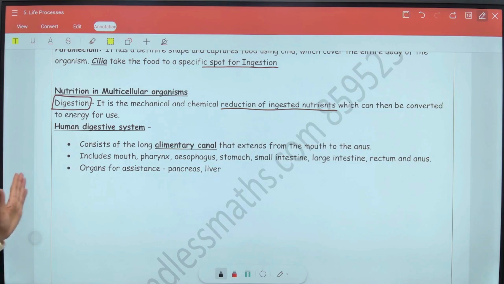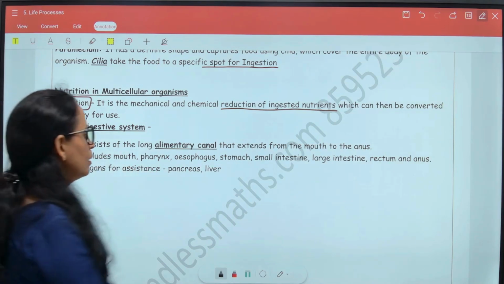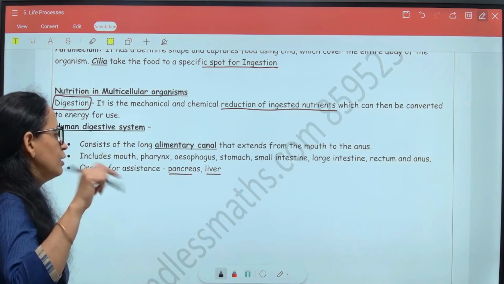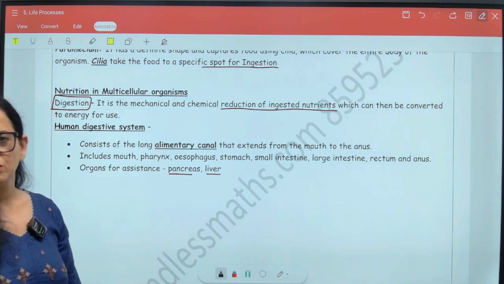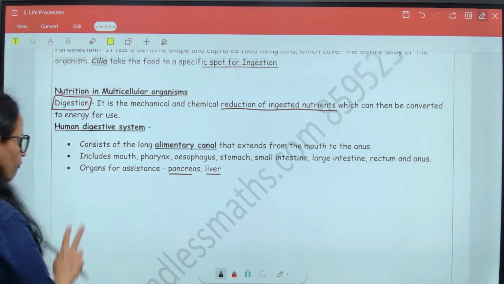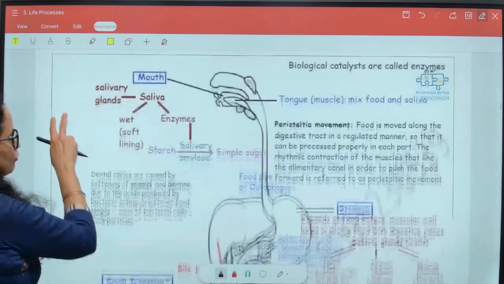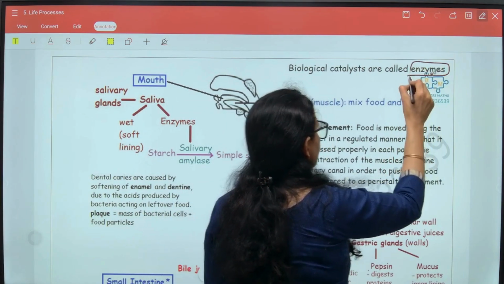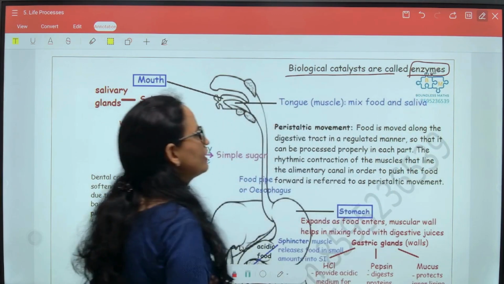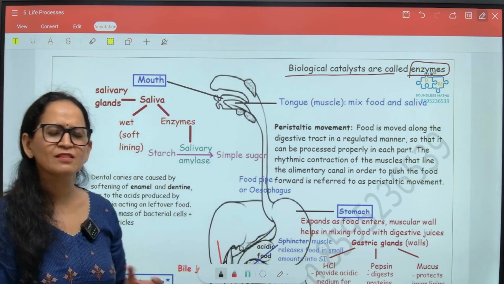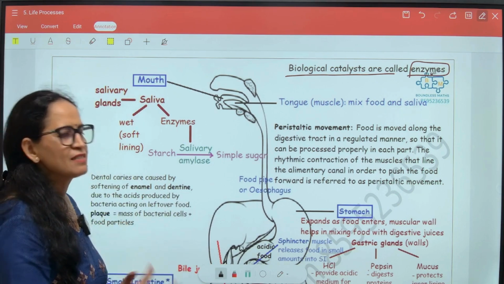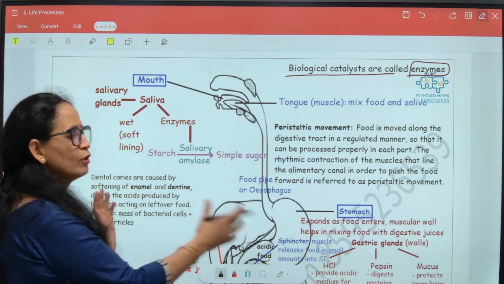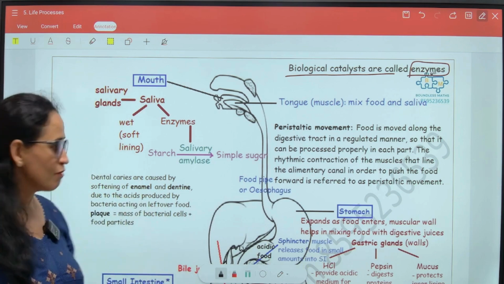And the organs that assist in the entire process of digestion are pancreas and liver. So please remember the two organs that assist in the process of digestion are pancreas and liver. Now let's come to the detail of nutrition. Again, a very important keyword, what are enzymes? Biological catalysts are called enzymes. You know what catalysts are? Catalysts are substances that increase the rate of a reaction. So biological catalysts are called enzymes. We are going to talk of lots of enzymes here that help in the process of digestion.